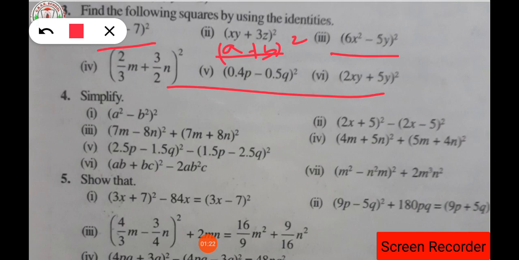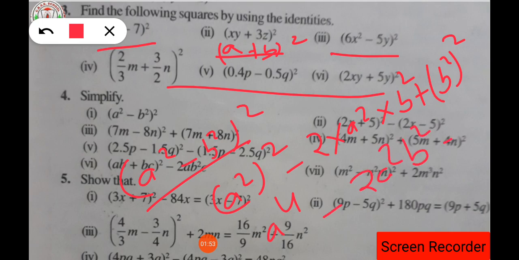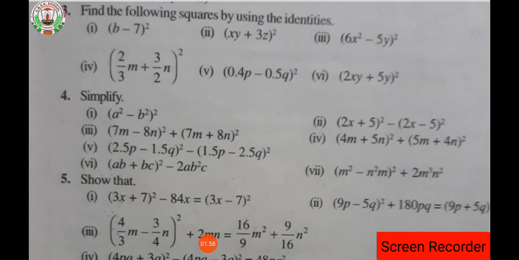Suppose we are having the question a square minus b square the whole square, isn't it? As we know, the identity of a minus b the whole square is applicable over here. So we can use the identity a square the whole square minus 2 into a square into b square plus b square the whole square. Using the identity, we are going to simplify, isn't it? So what will be the answer? A to the power 4 minus 2a square b square plus b to the power 4. So in this way you have to simplify question number 4.